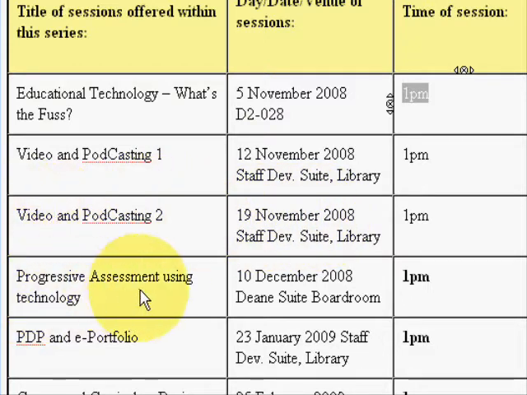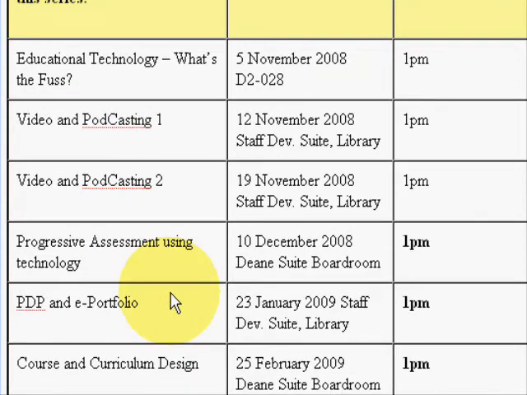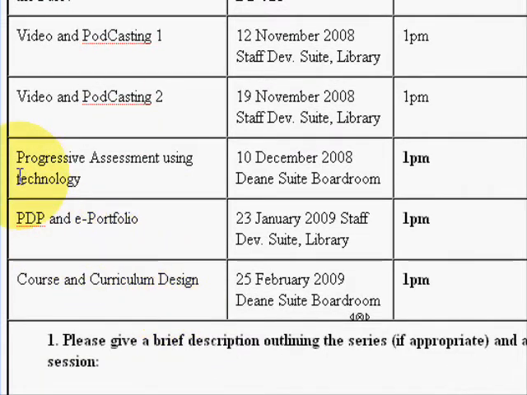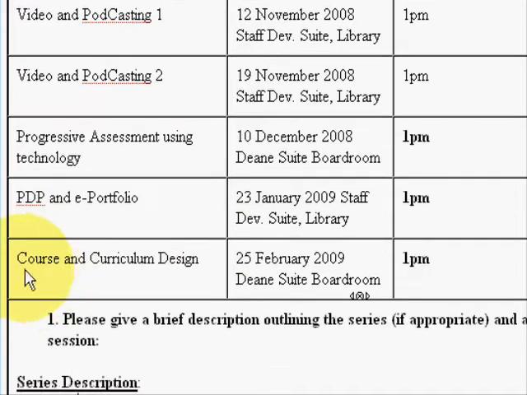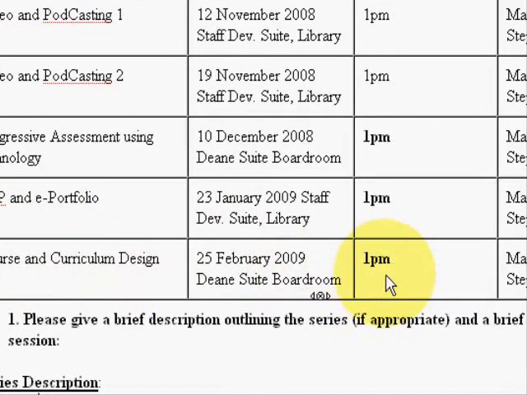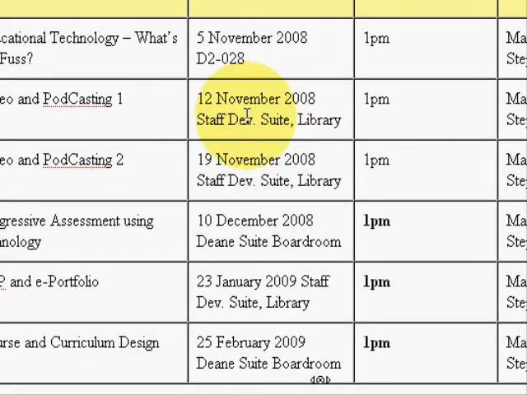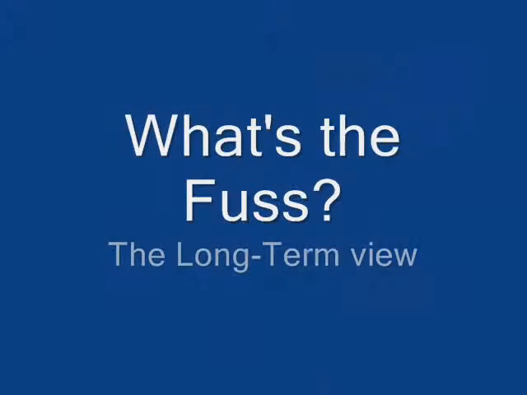So we've got Educational Technology, What's the Fuss? That's the first one. Video Podcasting 1 and 2 in November. Progressive Assessment Using Technology, PDP and ePortfolio, and Course and Curriculum Design in February. So there's quite a lot there, quite a rich programme of stuff to look at.